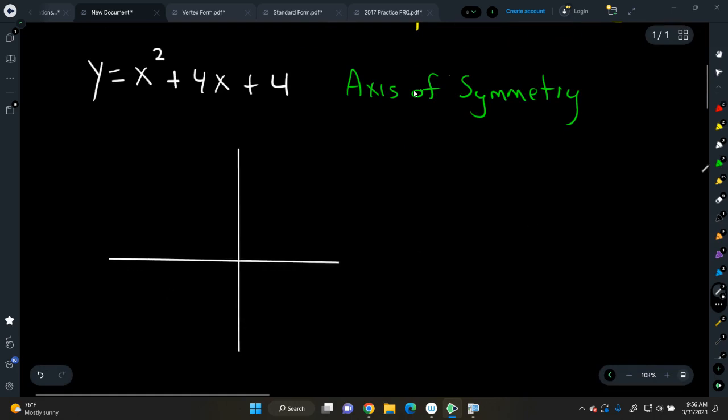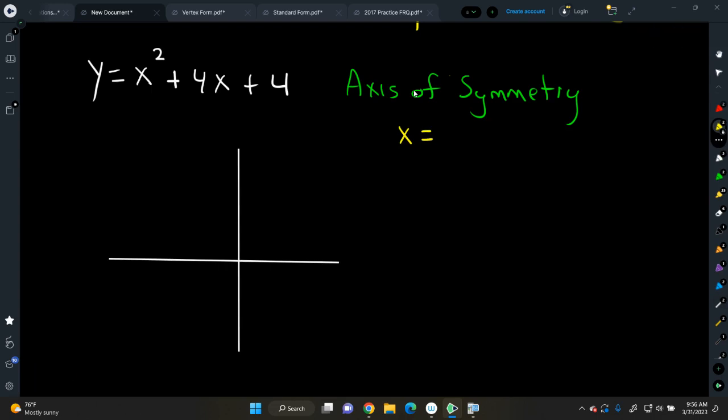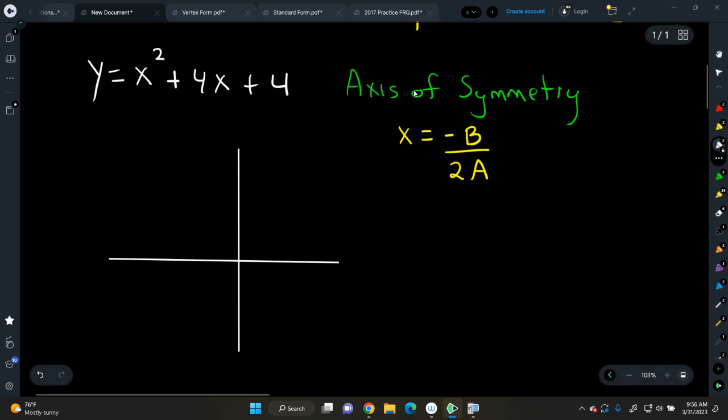We're going to use the formula x equals, because remember our axis of symmetry always says x equals something. X equals negative b over 2a. We're going to use that formula to figure out the axis of symmetry. So let's go back over here and let's figure out what a, b, and c equal.